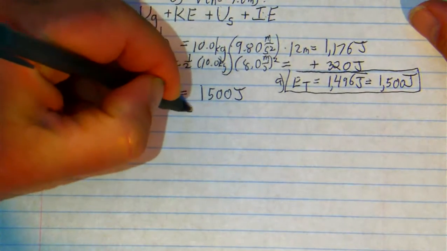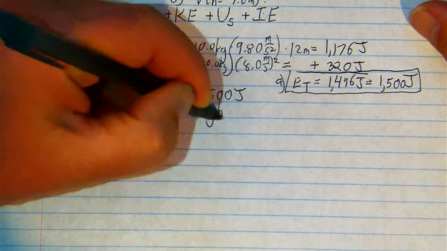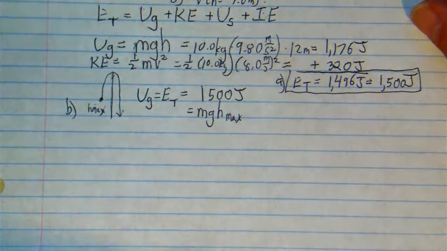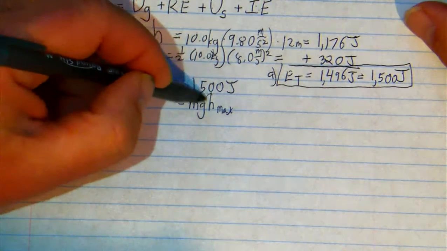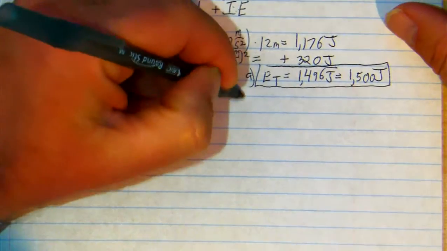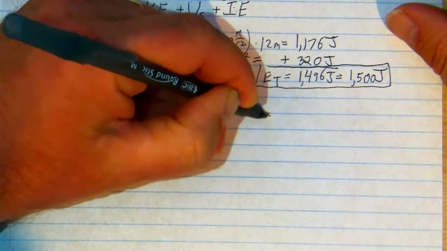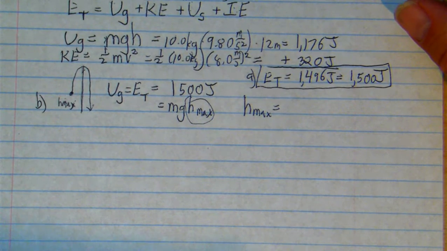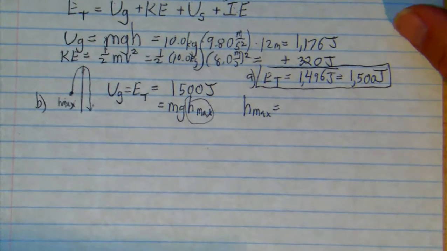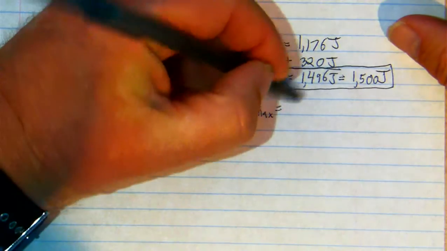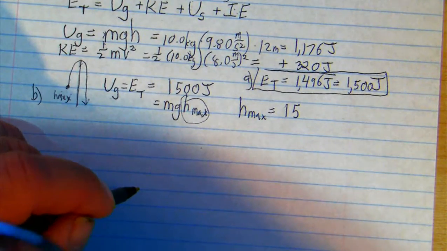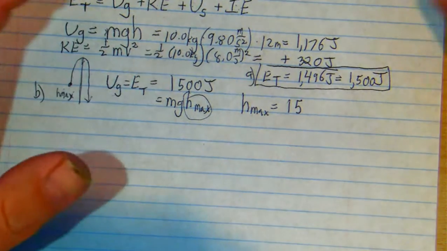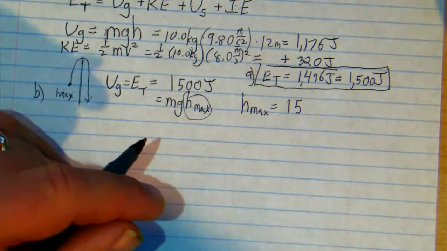The formula, of course, is m times g times h. And the h in this calculation will be the maximum height that we're looking for. So h max will be that number divided by 98. And my calculator says 15.26530612, to 2 sig figs, that would be 15 meters.